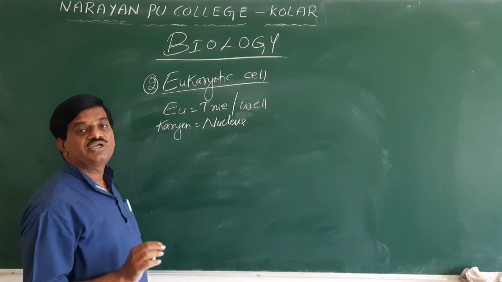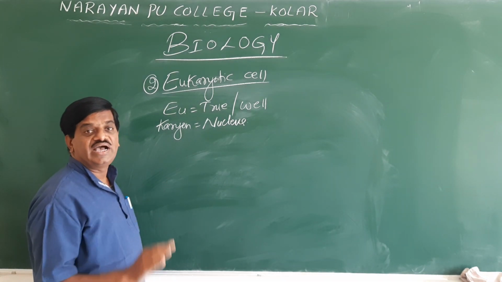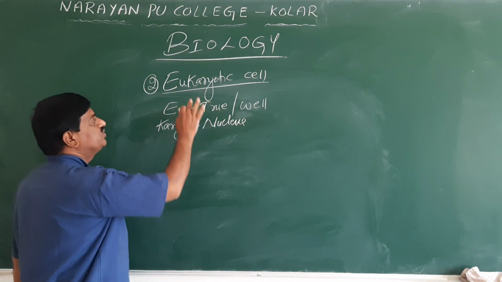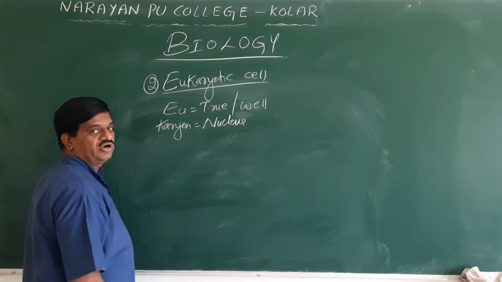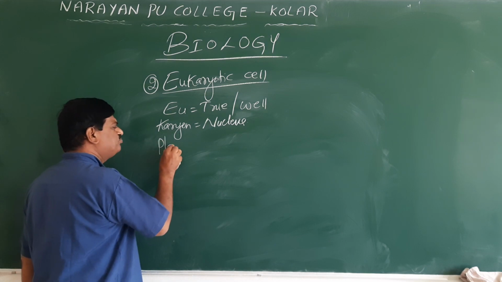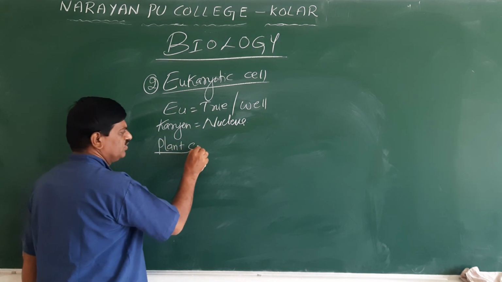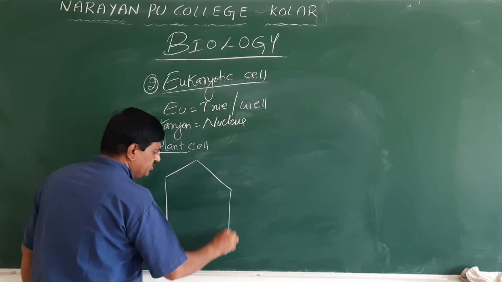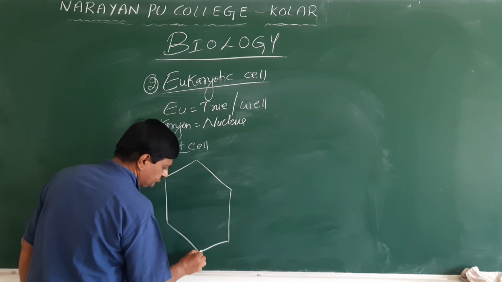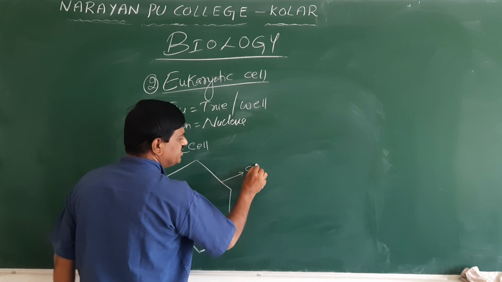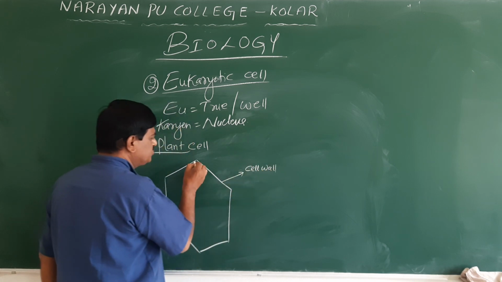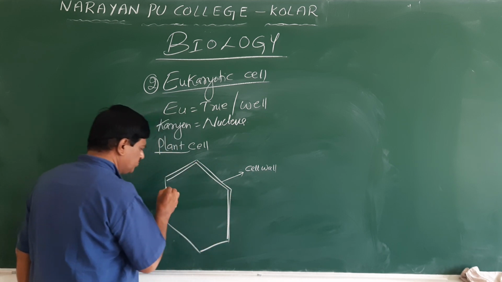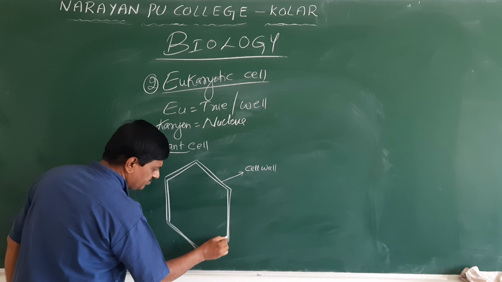These eukaryotic cells are present in highly organized individuals. We will take one example, a plant cell. In a plant cell, the outermost layer is called the cell wall. Next to the cell wall is the plasma membrane. So here we use the word plasma membrane.